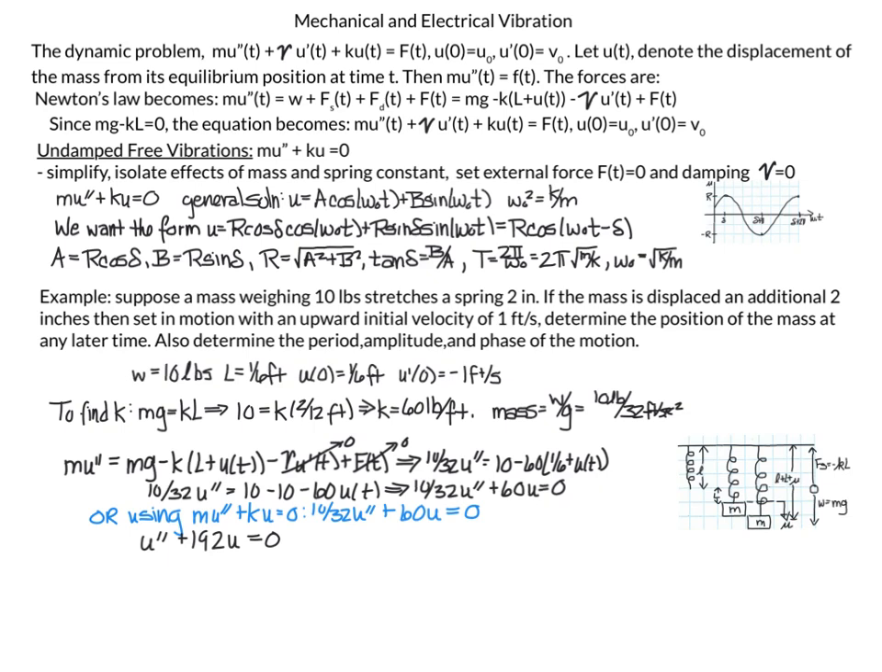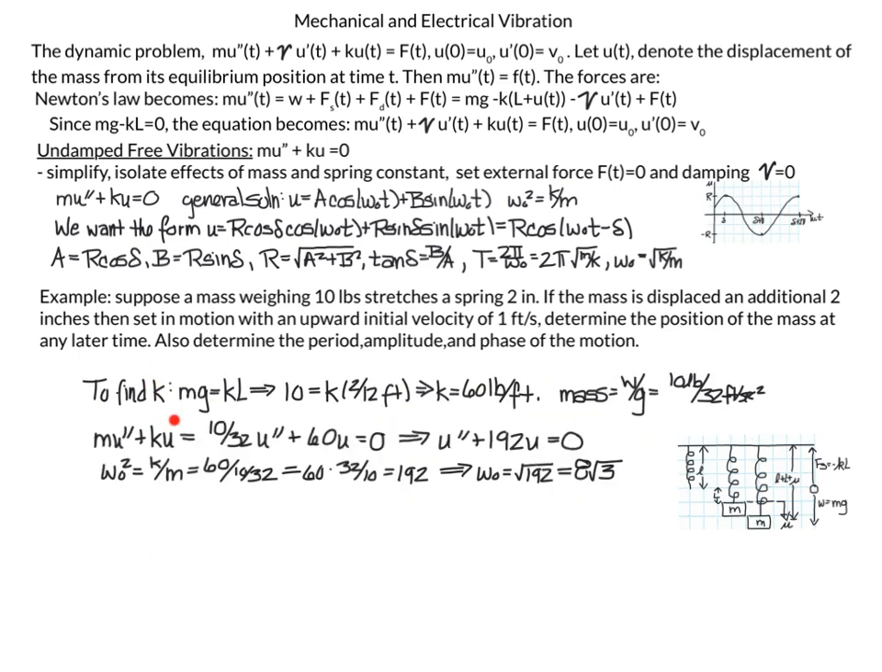I have a quick note. Instead of this equation from up here with all of this other stuff, I could have just gone for this equation, knowing that this is undamped free vibrations. I could have just done this and gotten here quicker. Well, I can now multiply everything by 32 over 10, and I get u″ plus 192u is equal to 0. So this is our differential equation.